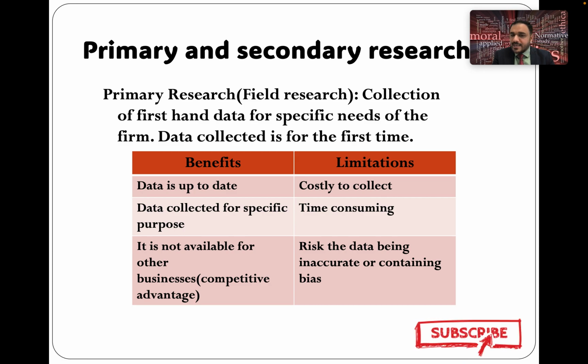Limitation is it is costly to collect. Of course, once you are making new research, it will cost you a lot. It is time consuming because you have to make questionnaires, you have to make interviews and everything. There is also a risk of the data being inaccurate or containing bias. So maybe the data you are gathering is not accurate. So this could be a limitation as well. So this is all about primary research.